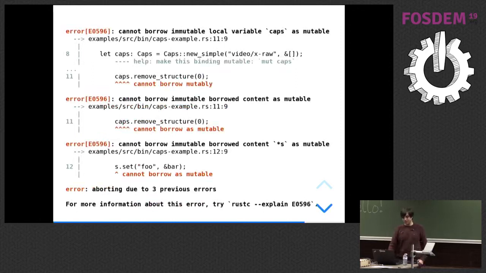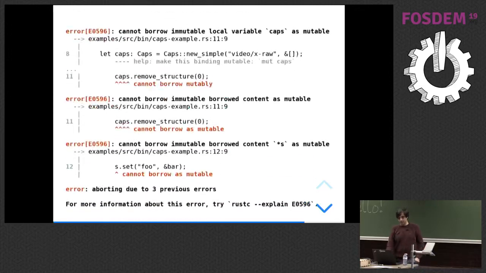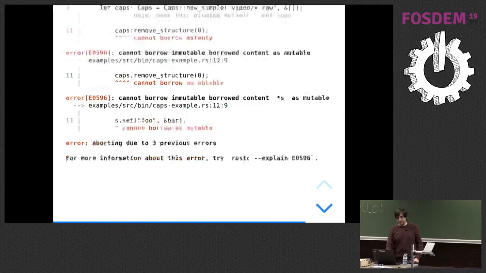You have a problem that you're trying to modify something that is not marked mutable. The return value of this get structure, when you get something, it's not marked mutable, so you cannot mutate it. And you are trying to do it when you say caps.remove_structure, and you are doing s.set. Both things are modifying something, so they need a mutable reference to work with. So that's why you're getting all these errors.